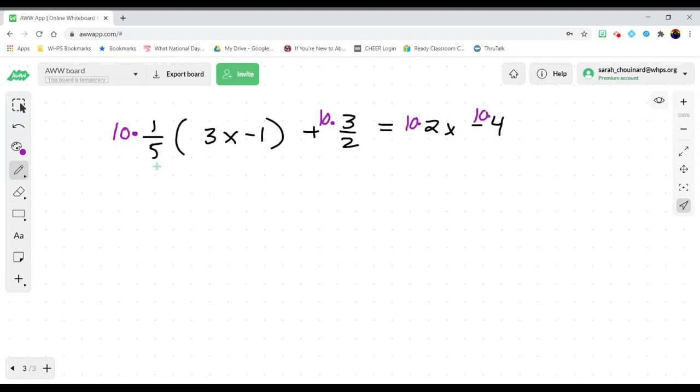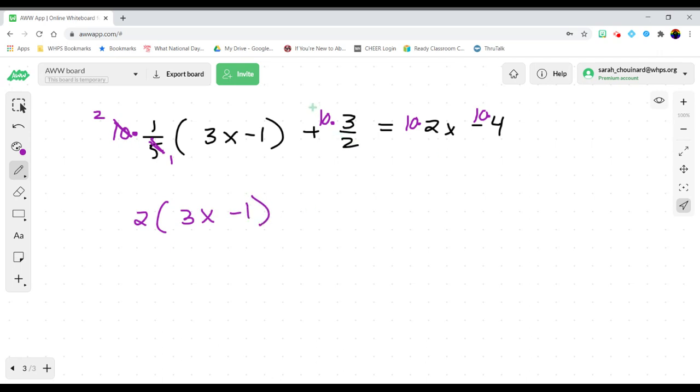So 10 times a fifth is 2, because on my diagonal, 5 and 10 can be divided both by 5. 5 divided by 5 is 1. 10 divided by 5 is 2. And then I do 2 times the numerator 1 to give me 2. I don't touch inside the parentheses.